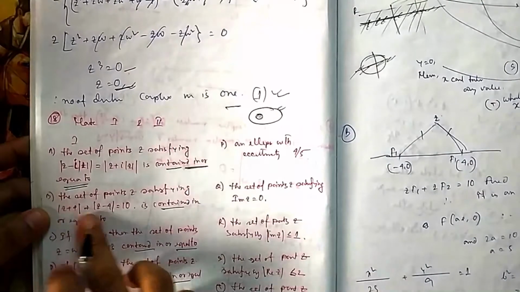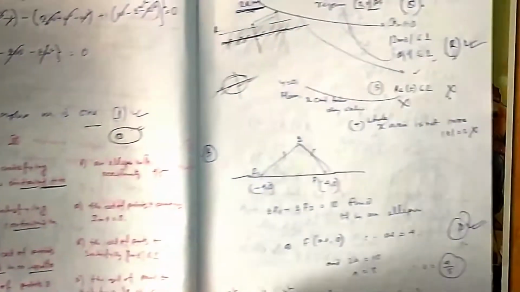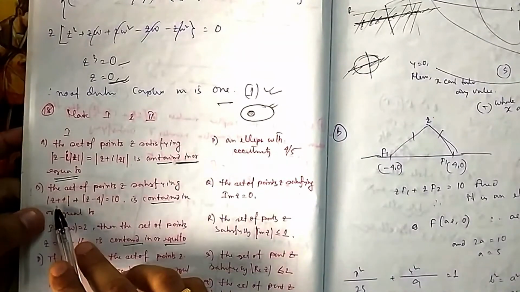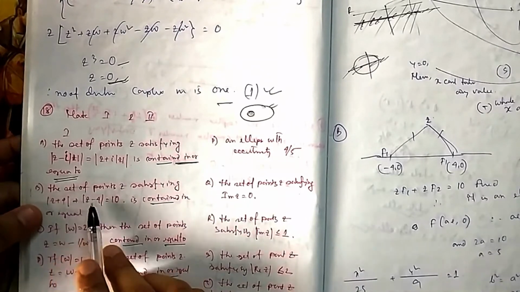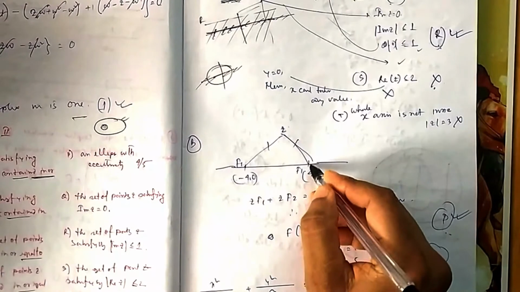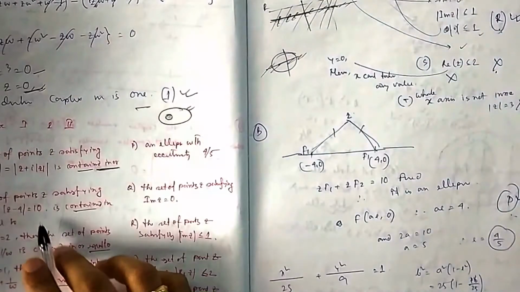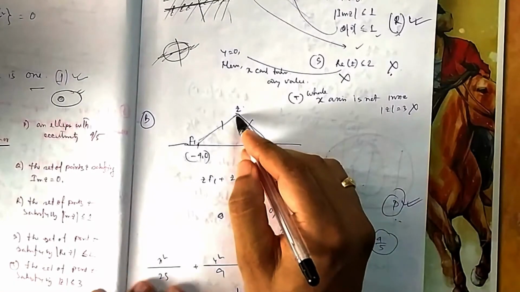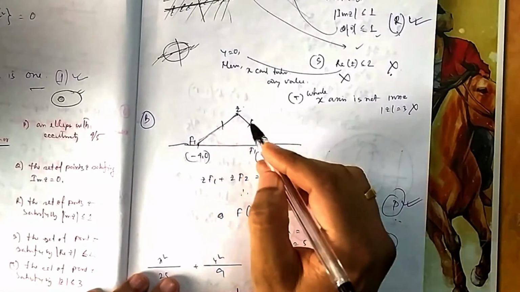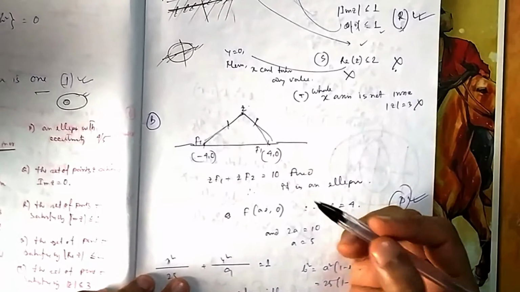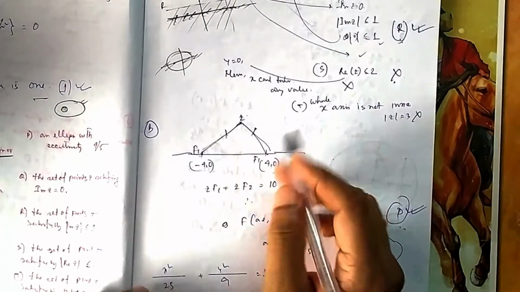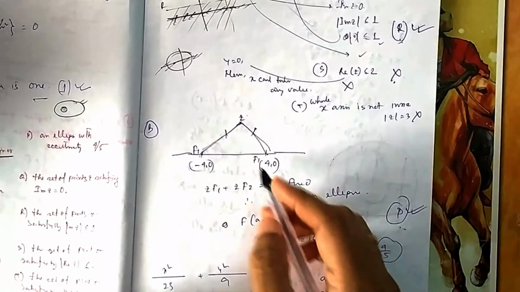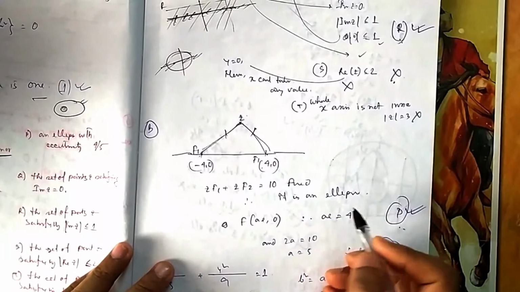Now if you come to b, the set of points satisfying this is contained. So what is the set of points? The difference between z and -4, and the difference between z and 4, the sum of distances from two fixed points is always fixed. So what is this? This was the nice experiment on ellipse. The distances from two foci sum to a fixed value. If you move z anywhere, it should move such that this distance and this distance summation is fixed. So your 2a is equal to 10 and these are the foci. So it is an ellipse.